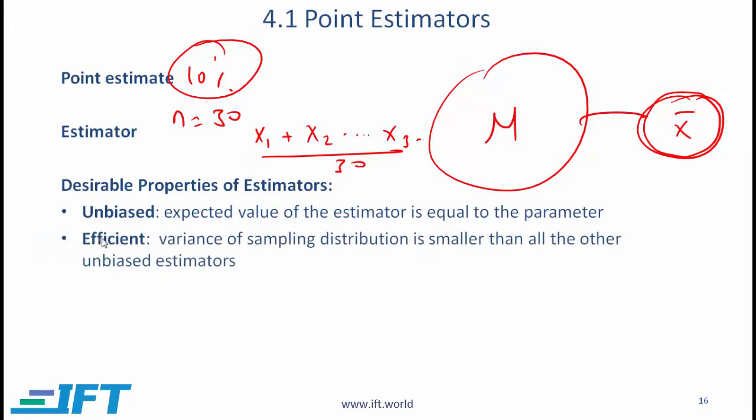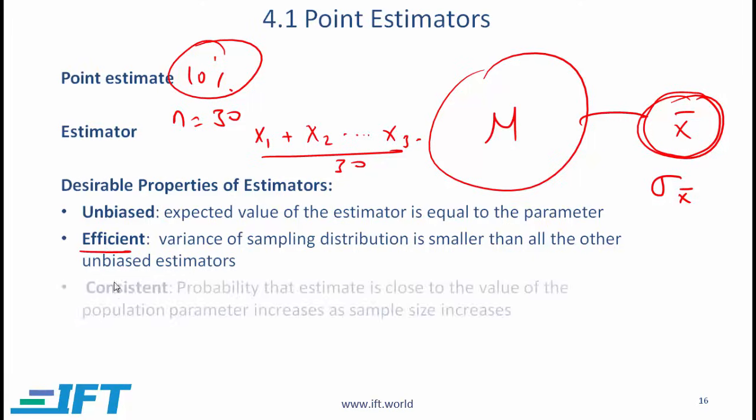Next, the estimator should be efficient, which means that the variance of the sampling distribution must be smaller than all other unbiased estimators. So essentially, the variance or the standard deviation of X bar must be smaller than the variance of any other estimator, and that is what makes this efficient.